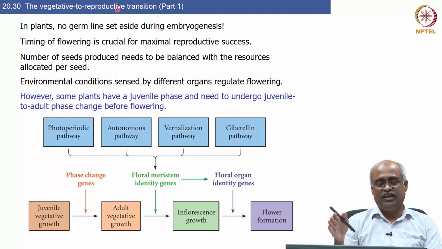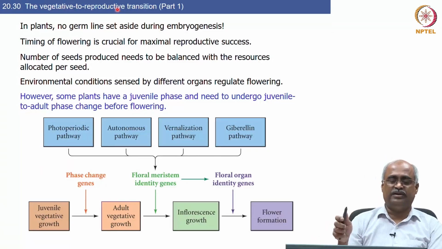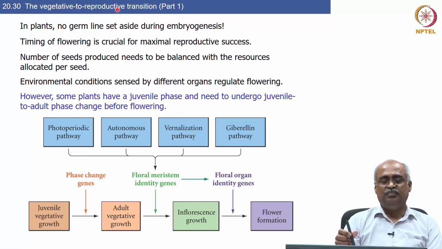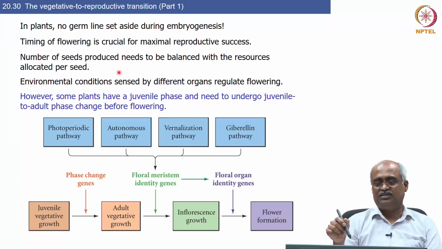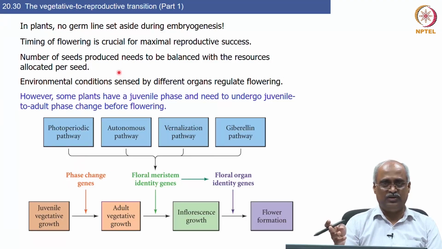And that is regulated by a variety of environmental conditions, and I have just alluded to the importance of the light, okay. And second, the number of seeds produced needs to be balanced with the resources allocated per seed. So, if you provide a seed lot more than the food reserve it needs, then you will end up producing only fewer seeds, and that may not be evolutionarily successful.